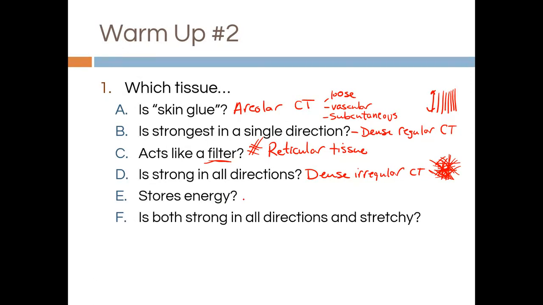Okay, stores energy. This is adipose connective tissue, which, if you remember, had a bunch of adipocytes. And those adipocytes store triglycerides.